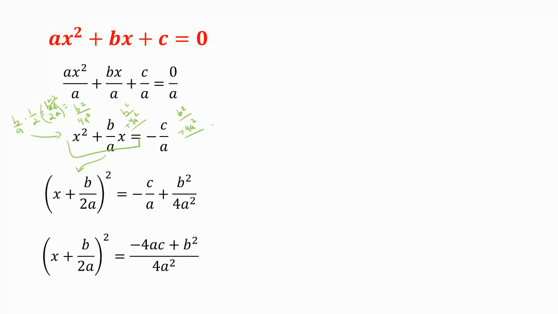Let's get a common denominator and actually combine these, right? Can't find my pen again. There it is. So in order to get this common denominator of 4a squared, I had to multiply this one by 4a over 4a, right? And that's where negative 4ac plus b squared over 4a squared comes from. Now I'm going to go ahead and square root both sides.